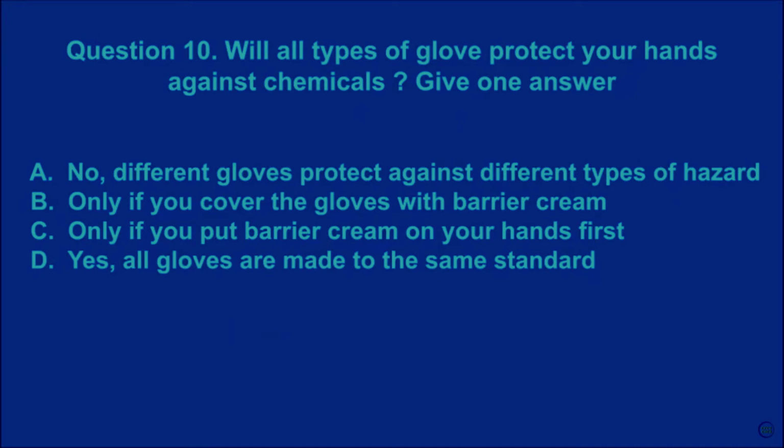Question 10. Will all types of glove protect your hands against chemicals? Give one answer. A. No, different gloves protect against different types of hazard. B. Only if you cover the gloves with barrier cream. C. Only if you put barrier cream on your hands first. D. Yes, all gloves are made to the same standard. The correct answer is A.